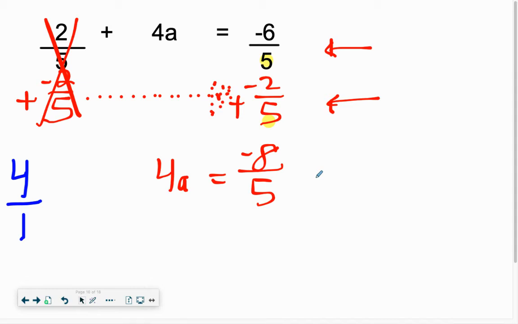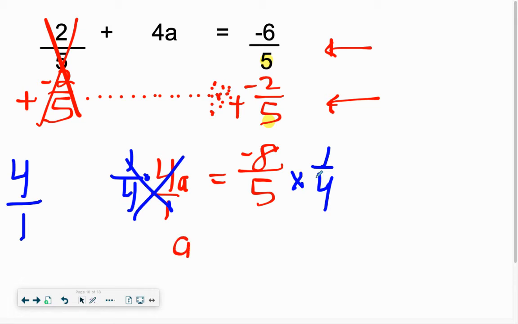4 as a fraction is 4 over 1. So what's the reciprocal of 4, or 4 over 1? It's 1/4. So multiply both sides by 1/4. Why? Because 4 as a fraction is 4 over 1. So those guys cancel. What's left on the left side?